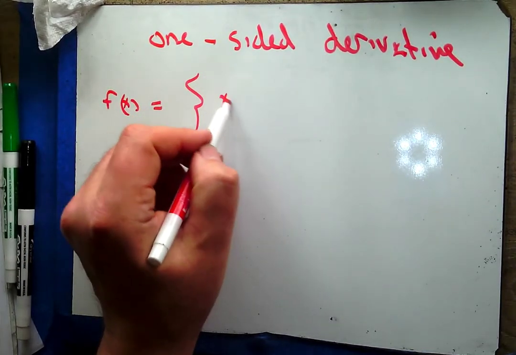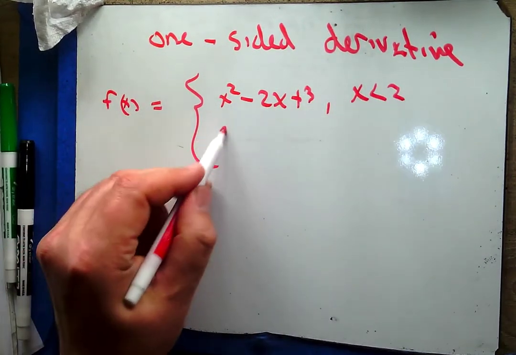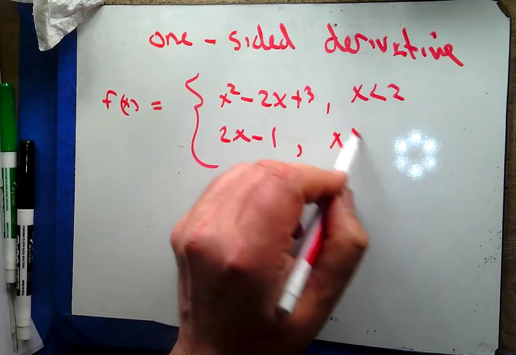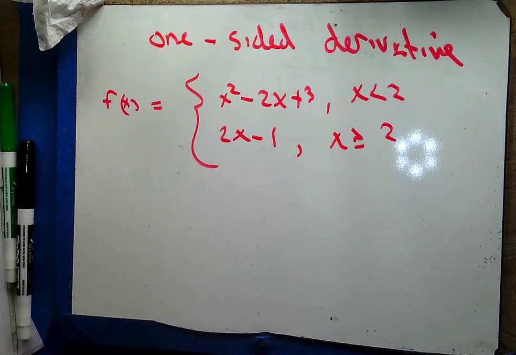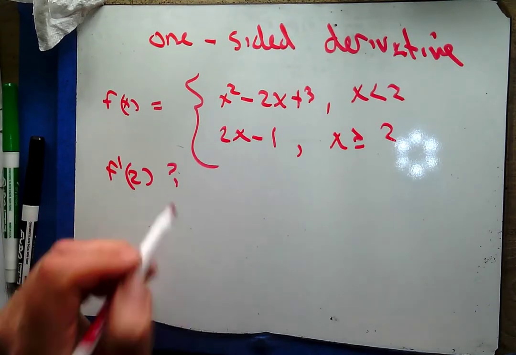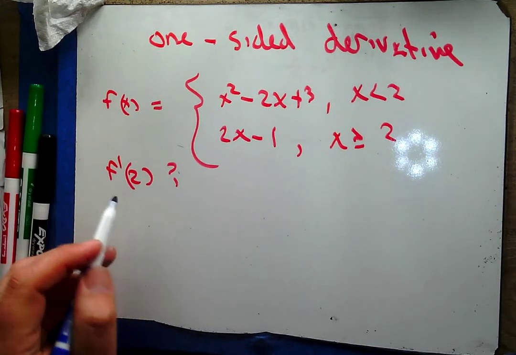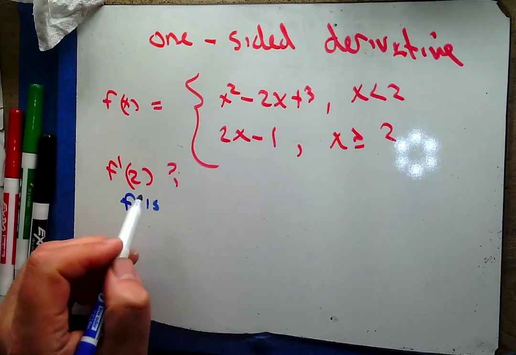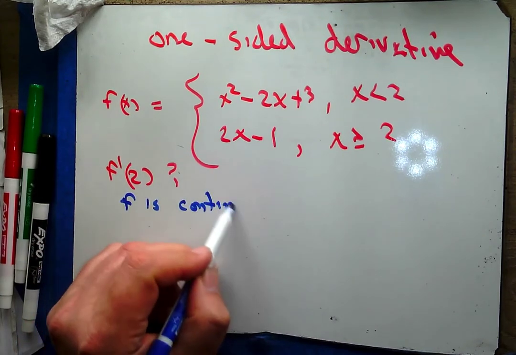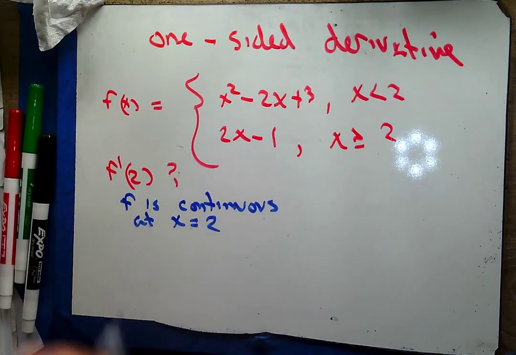Okay, so I've got x squared minus 2x plus 3 for x less than 2, and 2x minus 1 for x greater than or equal to 2. So I want to know f prime of 2. Well, first, let's determine if f prime of 2 exists. What were the two things we said, again, at the top of this video that we need? F must be continuous at x equals 2.